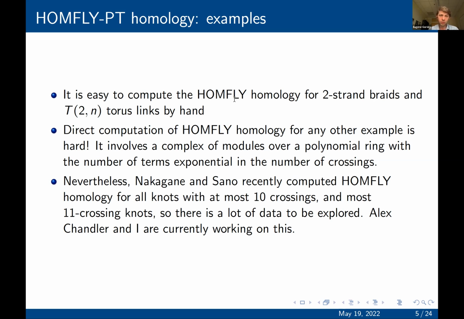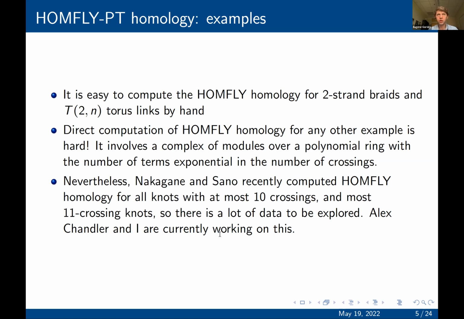Nevertheless, I want to advertise a recent paper by Keita Nakagane and Takeshi Sano. They actually wrote a computer program computing this homology. They computed HOMFLY homology for all knots with at most 10 crossings and most 11-crossing knots. I think there was some restriction on the number of strands for which you can write the knot as a braid closure. But it's a lot of data. It's several hundred knots. I'll say exact numbers in a second.